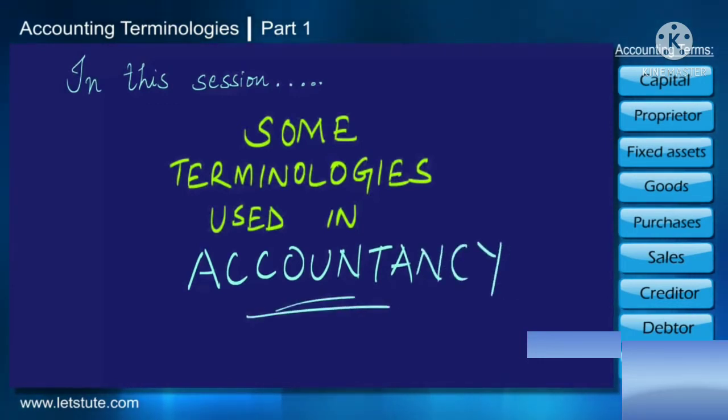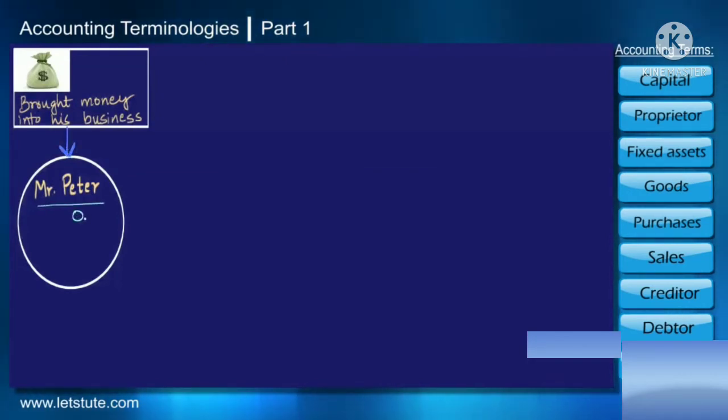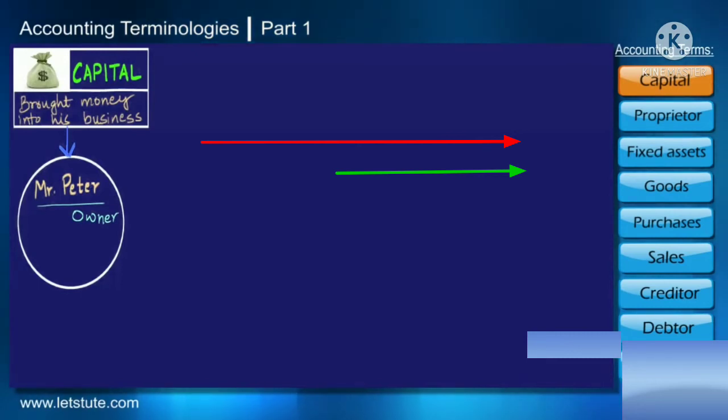Now let's take an example. Paris brought in 10,000 rupees in his business. This money that is brought in by the owner into his business is known as capital. So Paris' capital is rupees 10,000, and the person who brings in this capital, in this case being the sole owner, is known as the proprietor. Here, Paris is the proprietor of his shopping mall business.